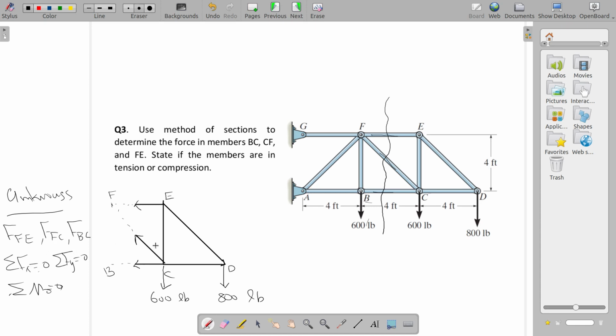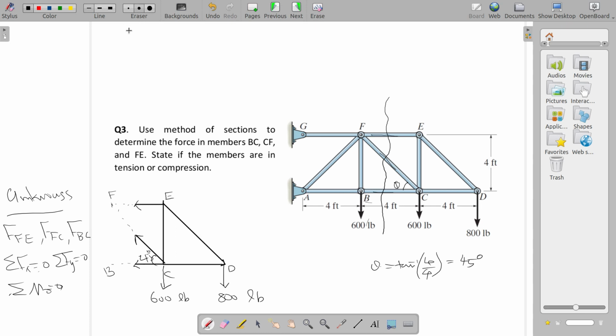Now here you will need these angles to write down the equations. So this is 4 and this is also 4, tan inverse 4 by 4. So this angle theta, what will be theta? Tan theta is equal to 4 by 4. So tan inverse 4 by 4, that will be 45 degree. So this is 45 degree.